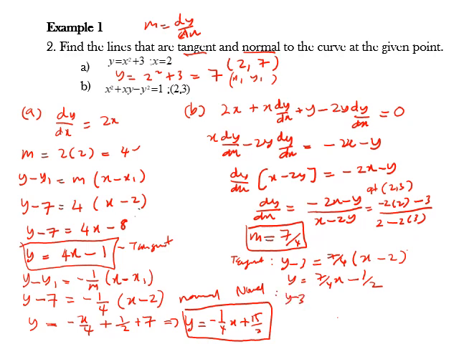For the normal, y minus 3 is equal to negative 4 over 7 times x minus 2. Okay, we just follow this formula. So the answer will be negative 4 over 7 x plus 29 over 7. Okay, that's it.